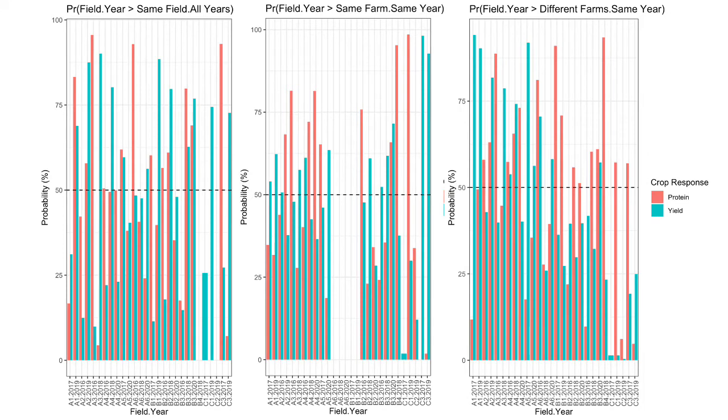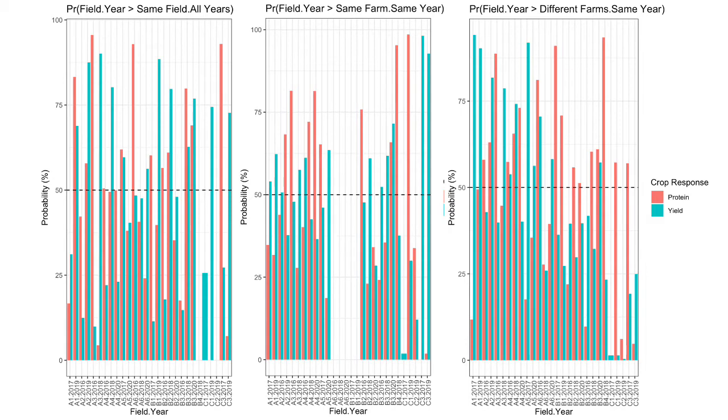To assess the spatiotemporal variation in crop responses, we used a probabilistic approach using a Monte Carlo simulation where we compared the distribution of crop responses, either yield or protein, for a given year and field combination to three different distributions. The first being the crop response distributions from the same field for all other years. The second being the crop response distribution from all other fields of the same farm for the given year. And third, crop response distributions for fields of different farms for the same year.